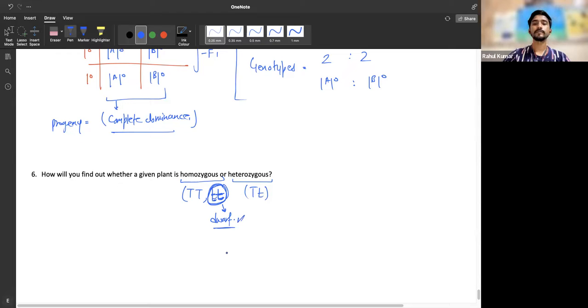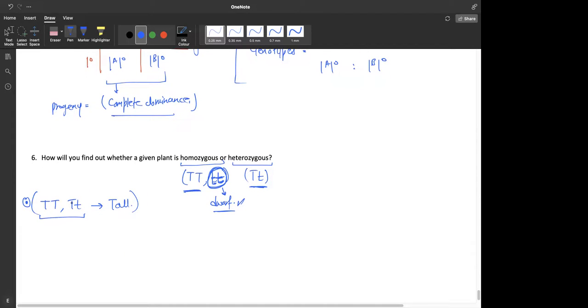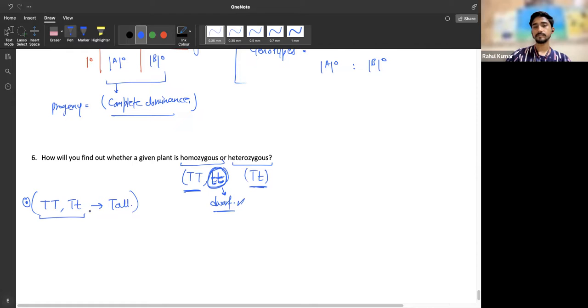So this is sorted. The problem lies with this one and this one, because when you look at capital T, capital T and capital T, small t, can you figure out just by looking what will be the phenotype? Both the plants will be tall, right? There will be no difference in the height. Yes. So can we figure out the genotype of a homozygous and heterozygous just by looking at tall? No, right?